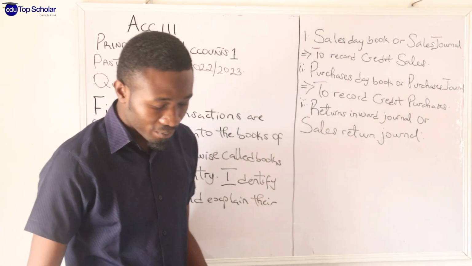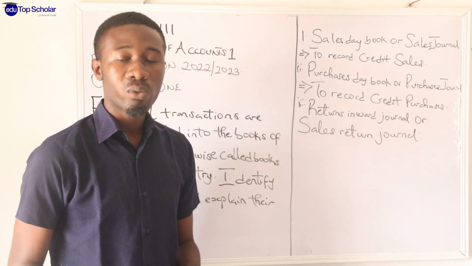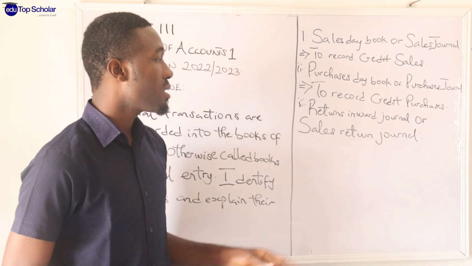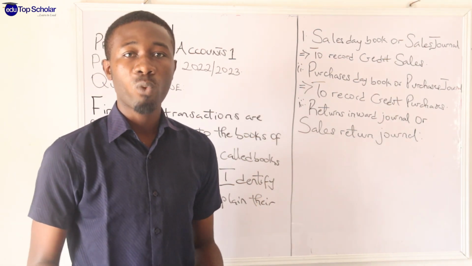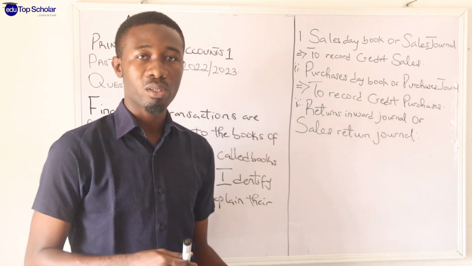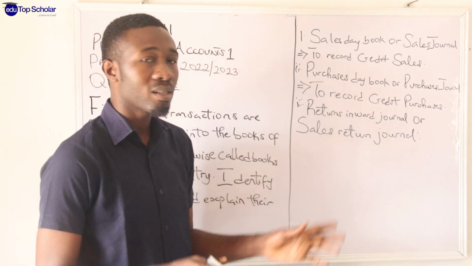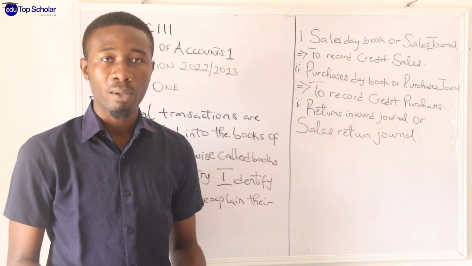For instance, we sell calculators, and in a pack of calculators we have about 30 pieces. Out of the 30 pieces that we sold, about 5 of them were not working well. So the customer returned 5 of them to us. The first book where that transaction will be recorded will be the returns inward journal.